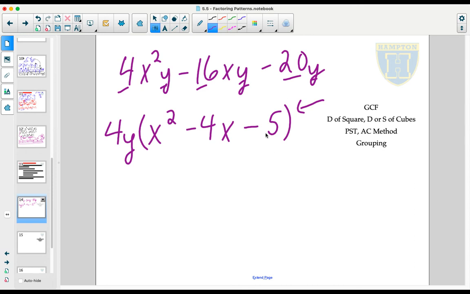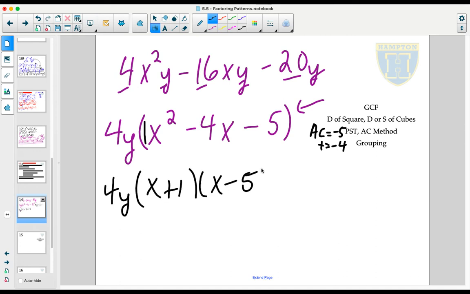So because it has 3 terms, we're going to try to use the AC method on it. We remember that if there's no coefficient in front of the x squared, that means my a is a 1. So my AC is negative 5, and then I'm going to look to sum to negative 4. I can do that by using x plus 1 and x minus 5. Now, really, I should check one more time to make sure that neither of these binomials can be factored any further. Obviously, they can't, so this is my final simplification.